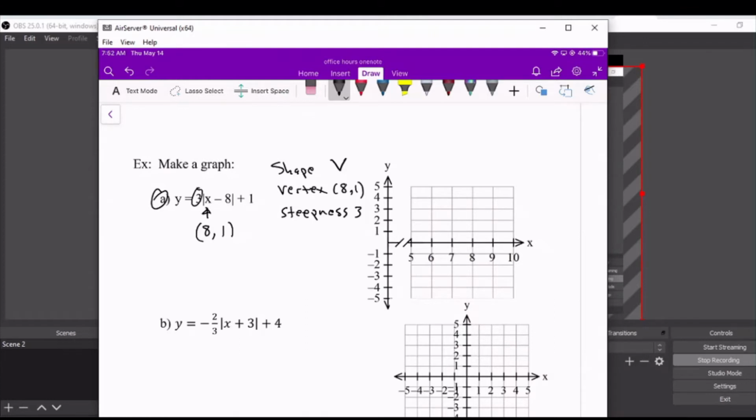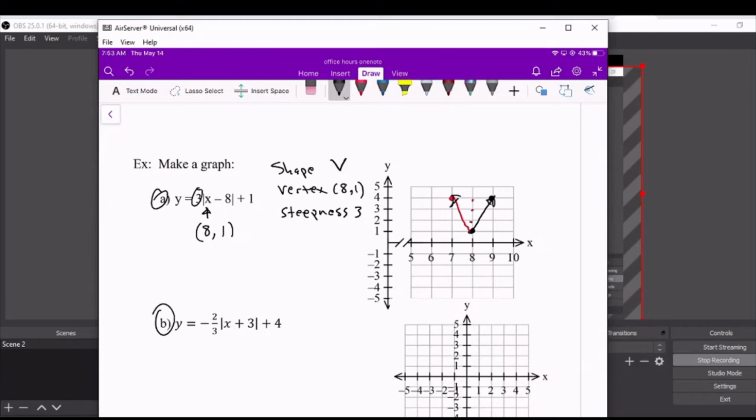And to graph that, I would plot my vertex. The vertex is right there at (8, 1). The steepness is 3. So just like plotting a point-slope equation, I'd go up from here 1, 2, 3, and over 1. That's one half of the V. And then the other half of the V would go up from here, up 1, 2, 3, and over 1 to the other side. And I got my V shape, and I'm good. I suppose I should put some arrows on there. Boom, done.